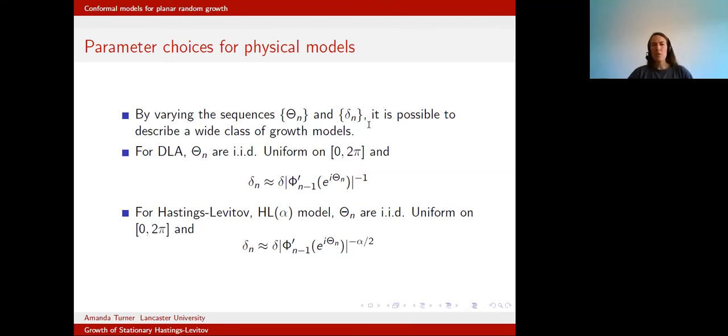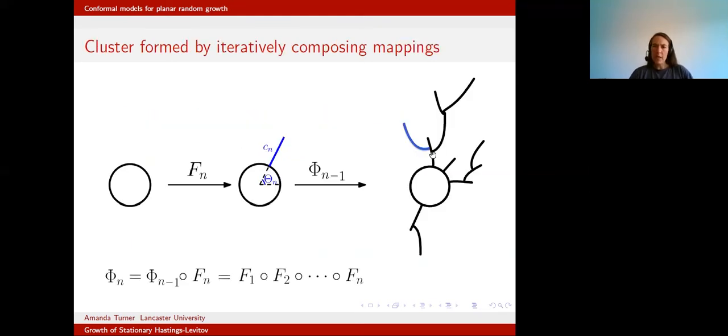So how should we choose these sequences to correspond to DLA? Well, what heating distribution do we want on this cluster? Well, we want harmonic measure. What does harmonic measure correspond to? That corresponds to a uniform distribution in this picture. And so we need to be picking our thetas IID uniform to get DLA. So that's kind of easy.